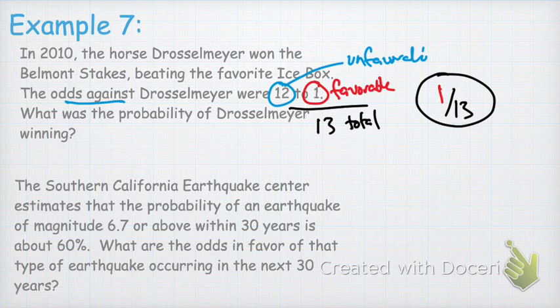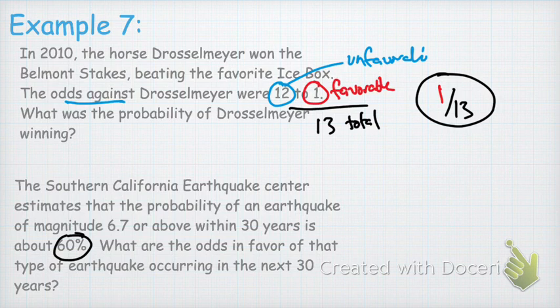And in our last example, we've got a prediction made that the probability of a big earthquake happening within the next 30 years is 60%. And so perhaps to communicate that danger to people, we want to describe that as the odds in favor of an earthquake like that happening. So I'm going to take this percentage that's given to us.